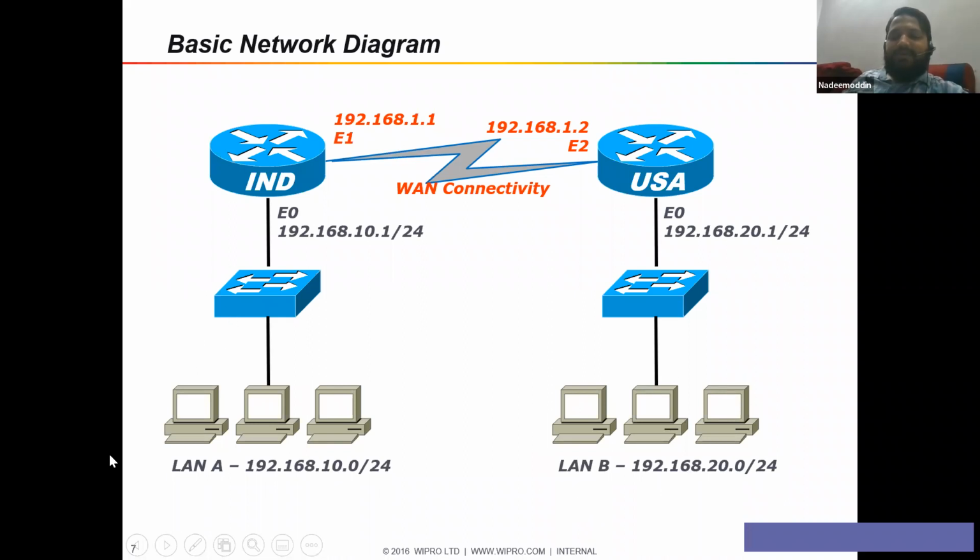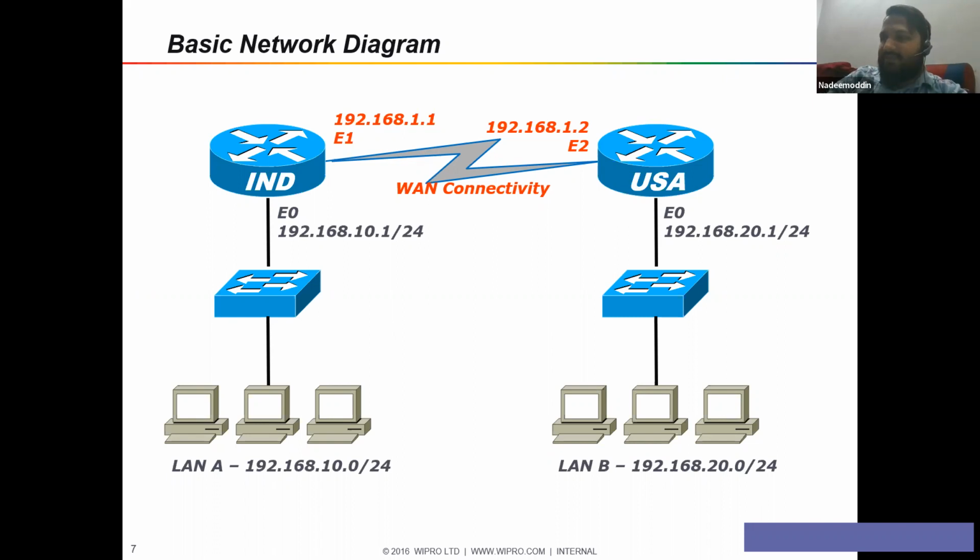So all your users will be sitting here. All the switching technology will be running in this LAN, and here also switching technology will be running in this LAN. But now the question is, when an Indian user wants to connect with a USA user, they need a WAN connectivity, wide area connectivity. So who will provide you the connectivity? The ISP link, they will provide you the connectivity. So ISPs will be there, and you need to take a WAN connectivity.